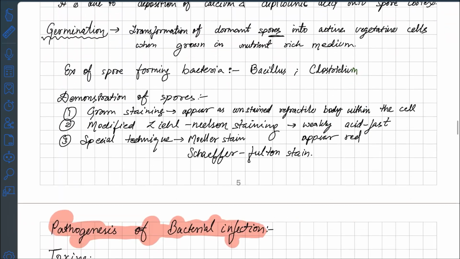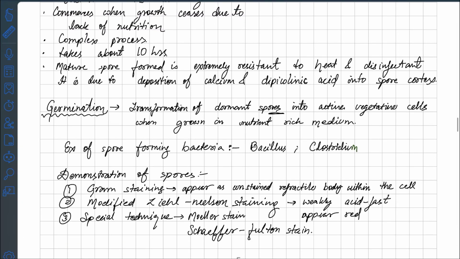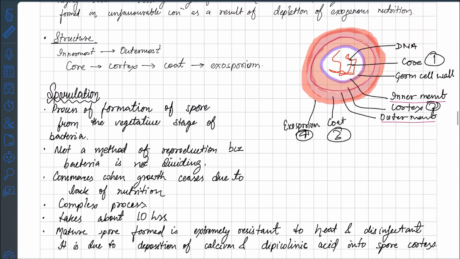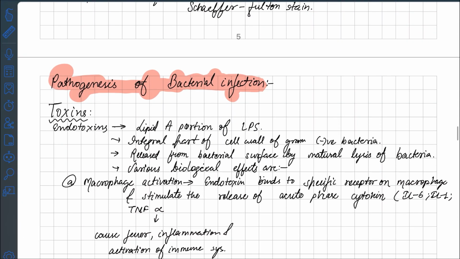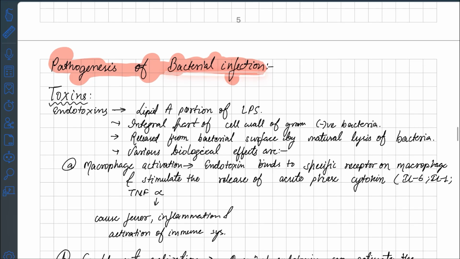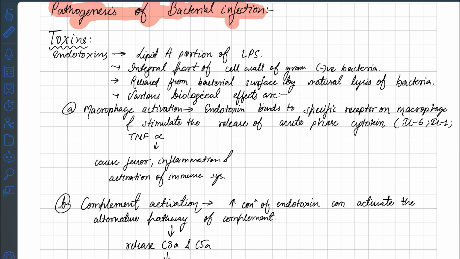Now the bacteria actually produces two kinds of toxins. We'll talk about toxins now. Endotoxin and exotoxin. The endotoxin and exotoxins are actually the main cause or root of bacterial infection. Under the pathogenesis of bacterial infection, we'll read about these toxins. So first, let's talk about endotoxin.